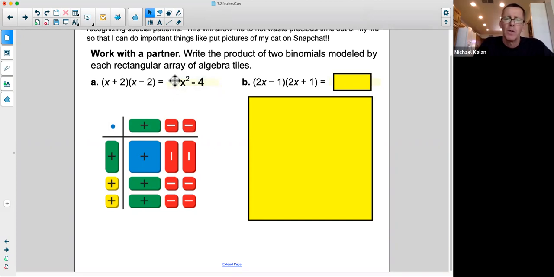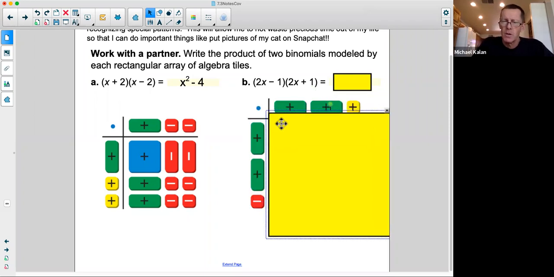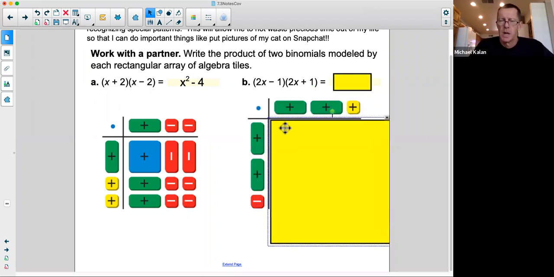Okay. We call this a difference of two squares. See how it's a difference, subtraction, of something squared minus something else squared. 2 squared would be 4. Okay, so try this one. Set this one up with your algebra tiles. Okay, so hopefully you set it up like this.